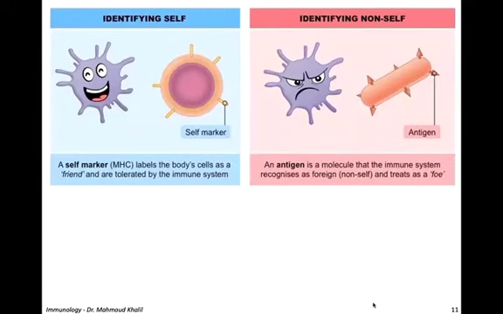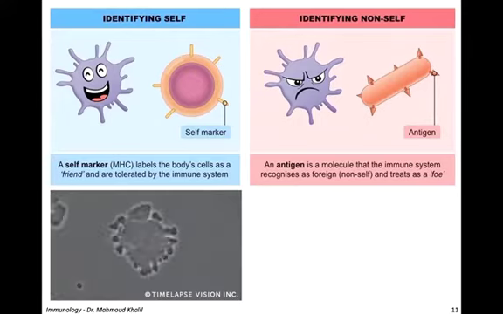You can see here from the figure that a self marker helps the immune cells to distinguish, while a non-self marker is termed an antigen, because an antigen is a molecule that the immune system can recognize and respond to, and it is usually non-self.